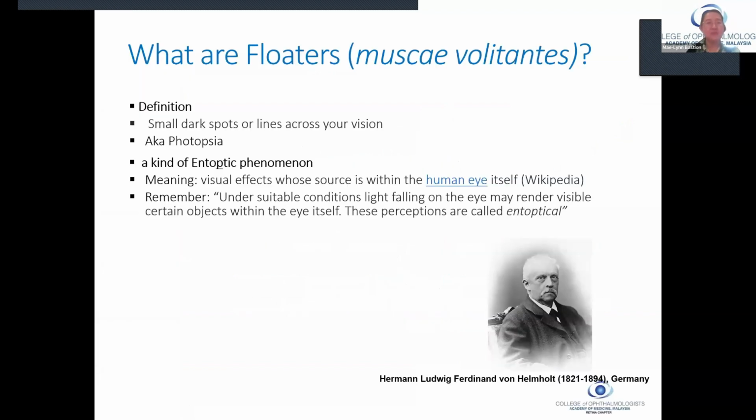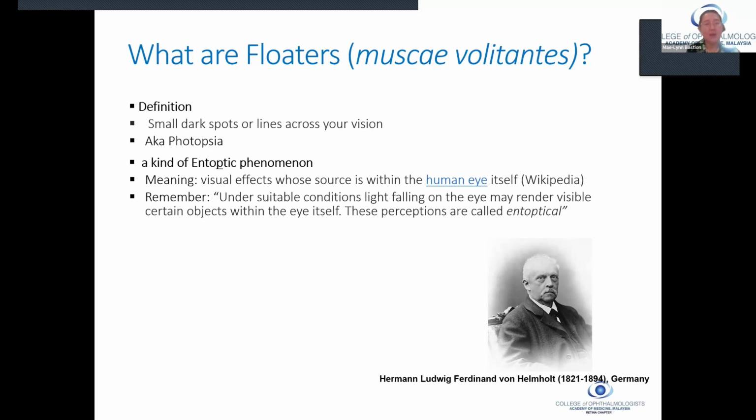So let's start with a simple question: what exactly are these floaters? Now, the Latin word is muscae volitantes. I'm not sure if I'm pronouncing it correctly, but essentially floaters are defined as small dark spots or lines that you see in your vision. They tend to move around. It's also known as photopsia, a kind of entoptic phenomenon.